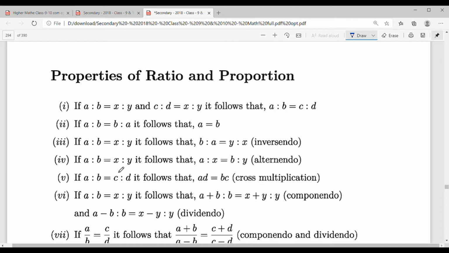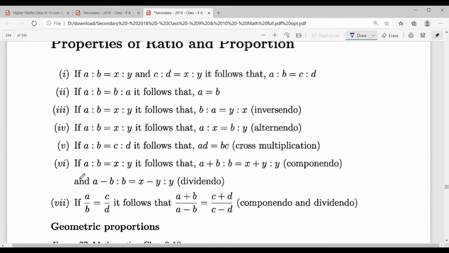If A is to B is equal to X is to Y, it follows that A is to X is equal to B is to Y. Just B and X replace their position, and the name of this property is alternando. Property 5: if A is to B is equal to C is to D, it follows that AD equal to BC. Just cross multiplication, and the name of this property is cross multiplication property.